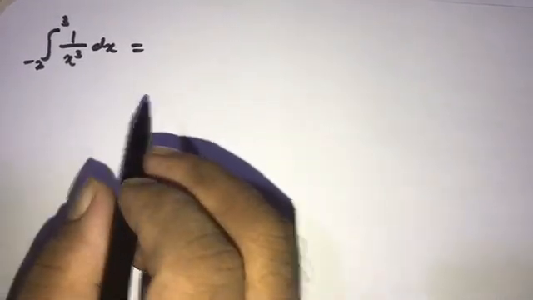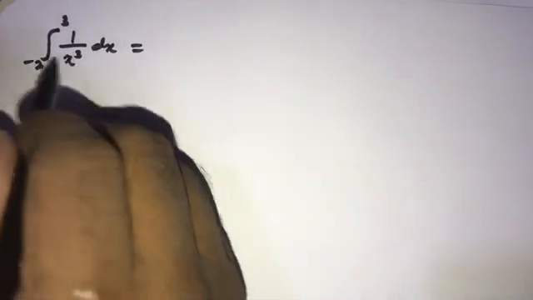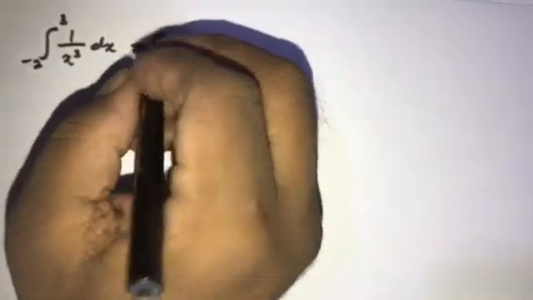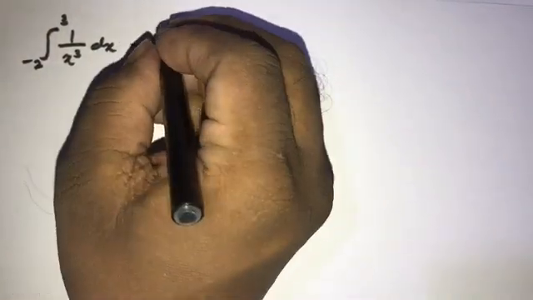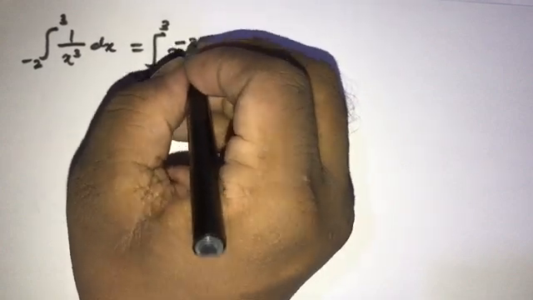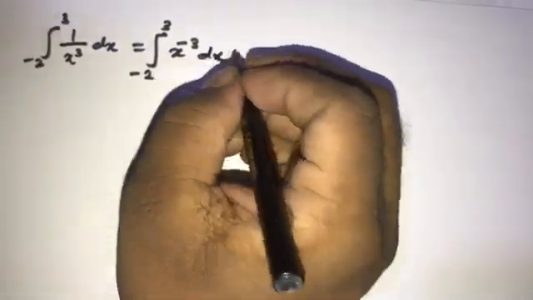Today I am going to discuss this integral. So the problem is the integral from minus 2 to 3 of 1 over x to the third power dx. So this is equal to the integral from minus 2 to 3 of x to the minus 3 power dx.